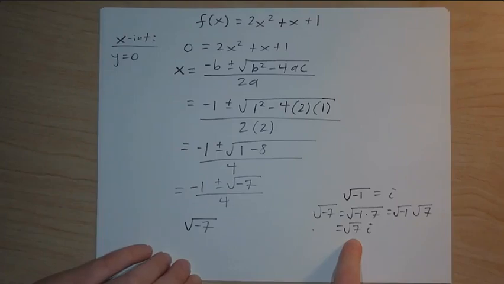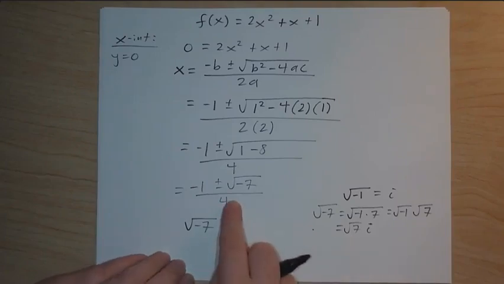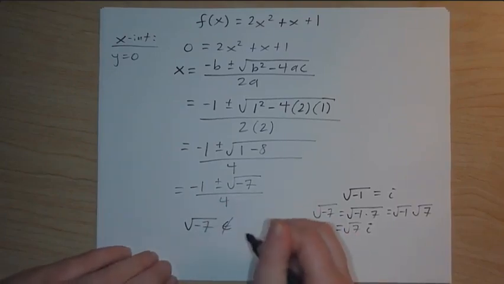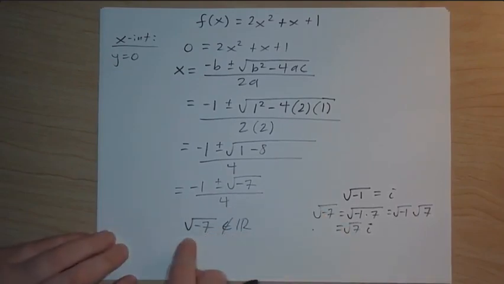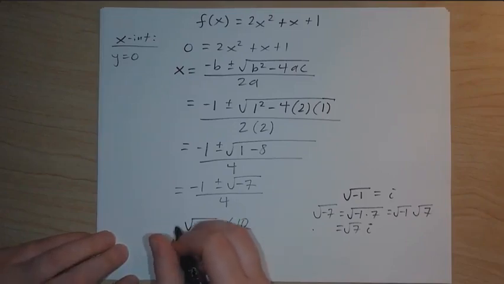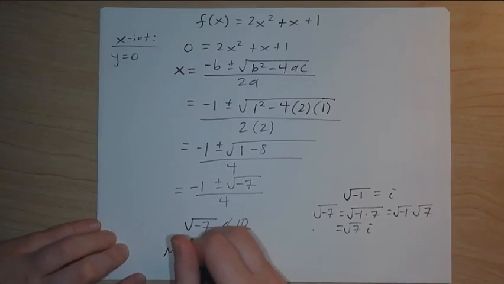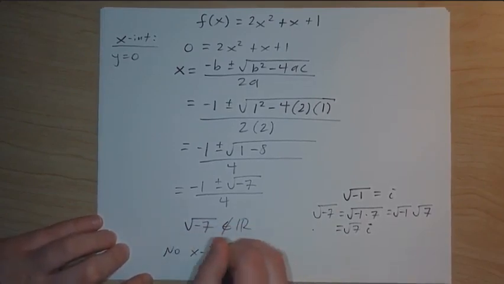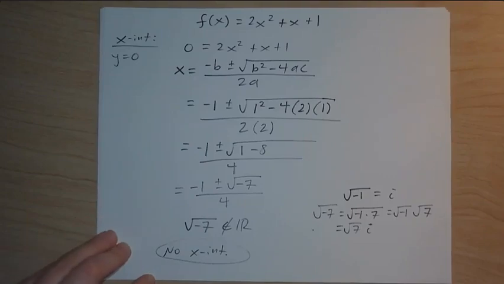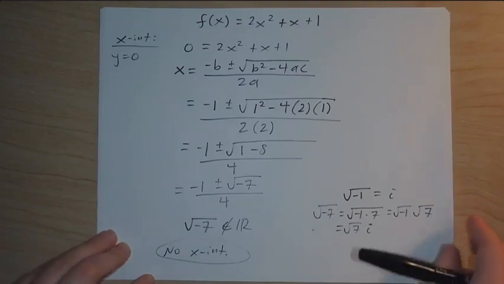So anything with i in it is going to give an imaginary number, so this is not an element of the real numbers, another way of saying it's not a real number, which means that our x-intercepts are not real. So we have no real x-intercepts, which means our graph never actually touches the x-axis. That's what that means.